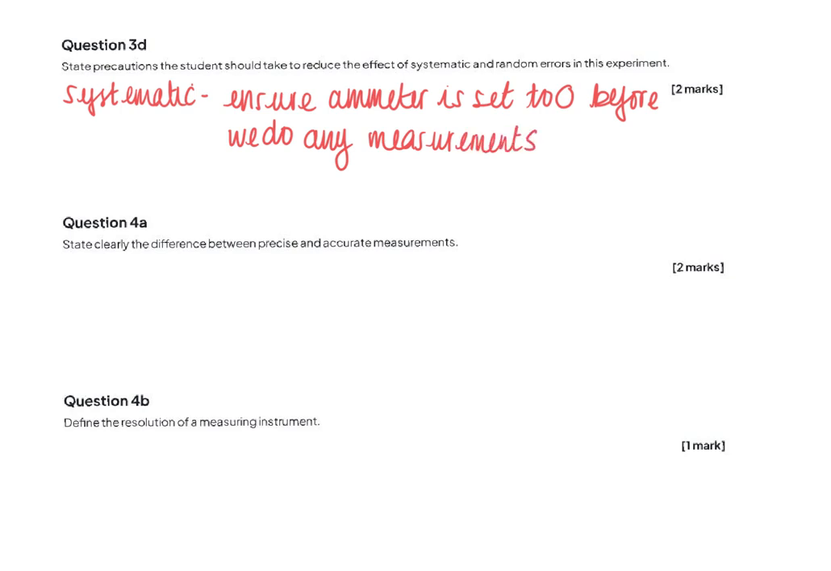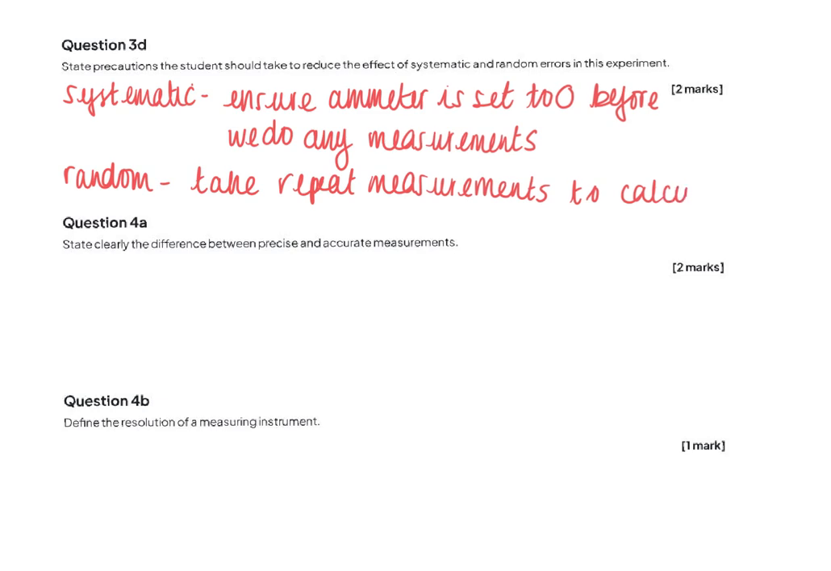And then we've got to think about our random error. So we're going to take repeat measurements to calculate a mean and to spot anomalies.